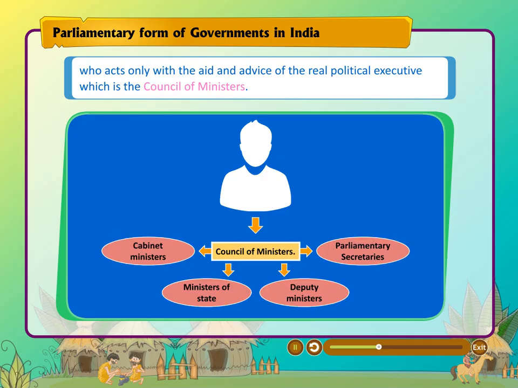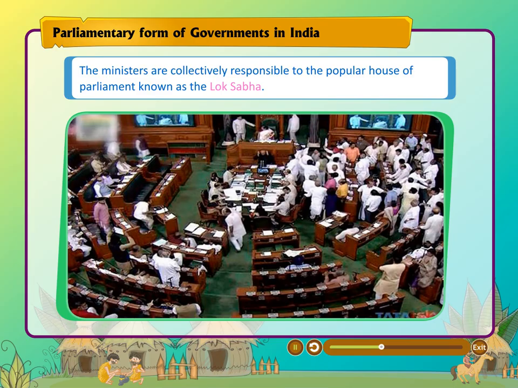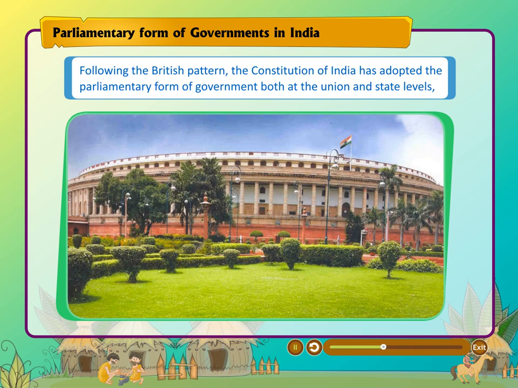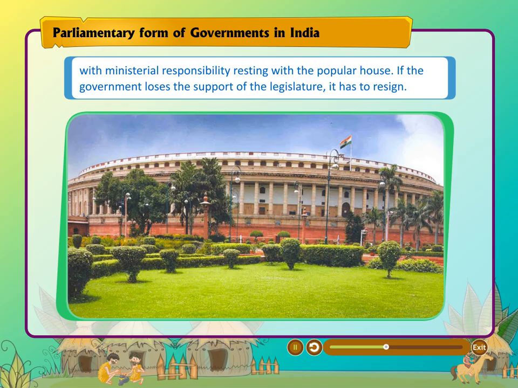who acts only with the aid and advice of the real political executive, which is the Council of Ministers. The ministers are collectively responsible to the popular House of Parliament known as the Lok Sabha. Following the British pattern, the Constitution of India has adopted the parliamentary form of government both at the union and the state levels, with ministerial responsibility resting with the popular house.